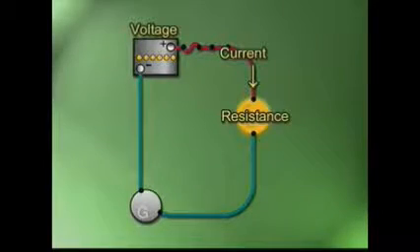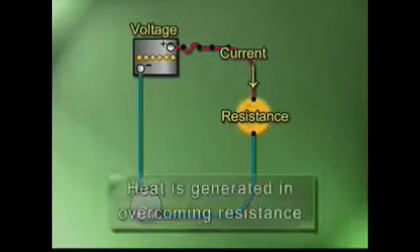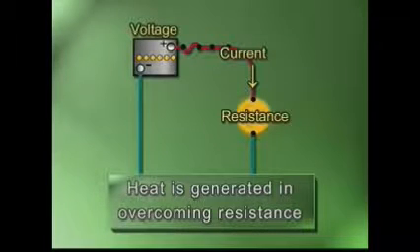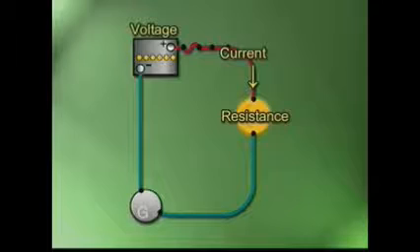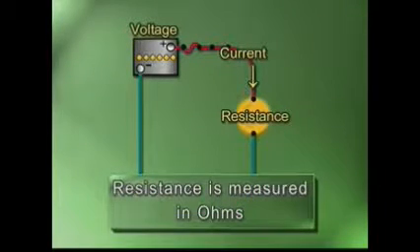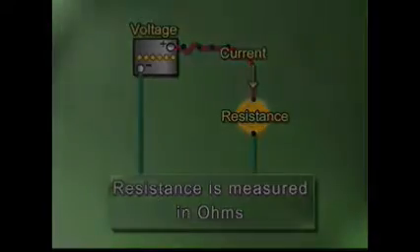As current runs into resistance, more energy is required to move the electrons along the path. The rate of the current flow is reduced because some of the electrical energy is used up as heat. The resistance to current flow that produces heat can be measured to determine the amount of resistance. A unit of measured resistance is called an ohm.